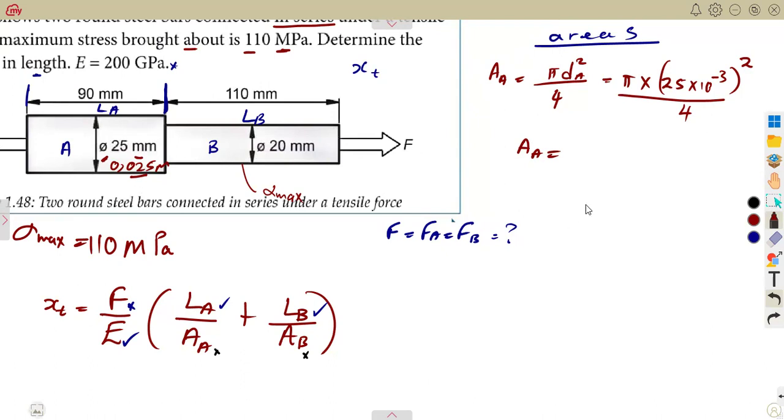All right, so this gives us a decimal, 0.000490873, something like that. This is your area in square meters, which you can just keep as 490.